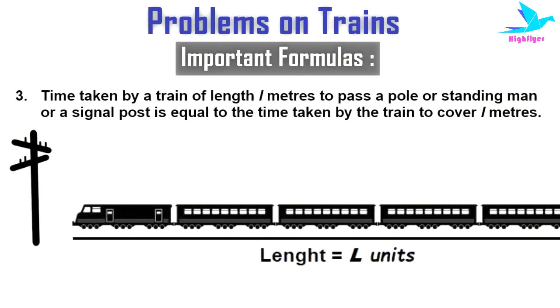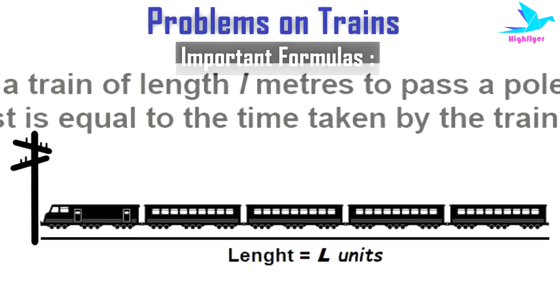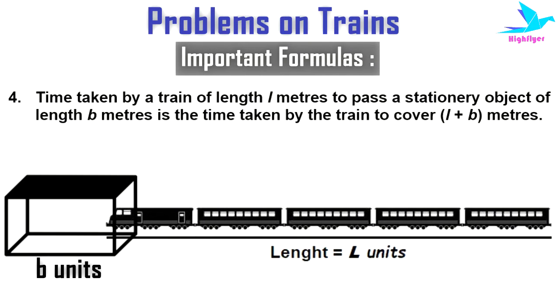Next formula. Time taken by a train of length L meters to pass a pole or a standing man or a signal post is equal to the time taken by the train to cover L meters. Next formula. Time taken by a train of length L meters to pass a stationary object of length B meters is the time taken by the train to cover L plus B meters.